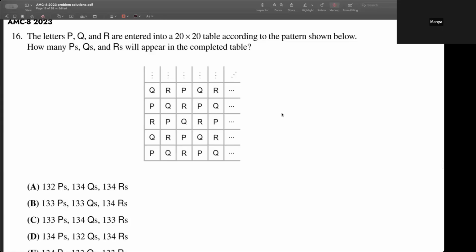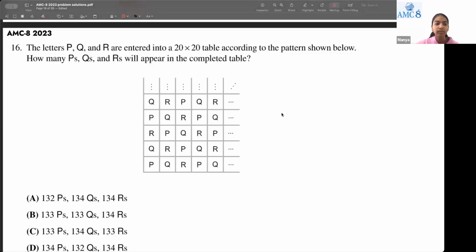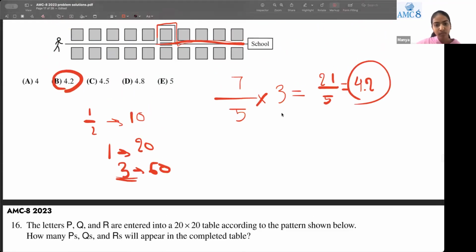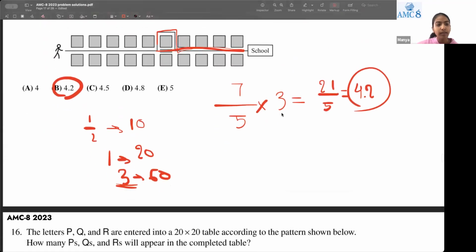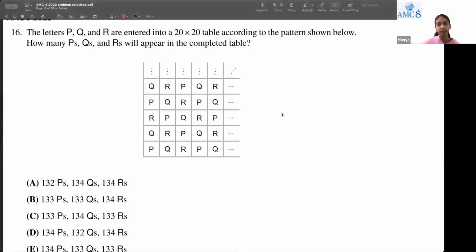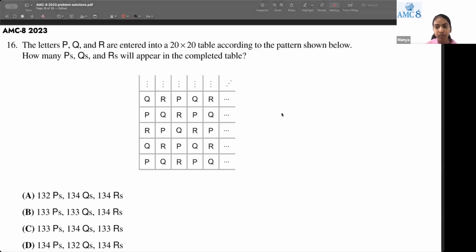Okay, we can get started with problem number 16 now. We just finished problem number 15 and everything before that. So we can get started with problem number 16. The letters P, Q, and R are entered in a 20 by 20 table according to the pattern shown below. How many P's, Q's, and R's will appear in the completed table?